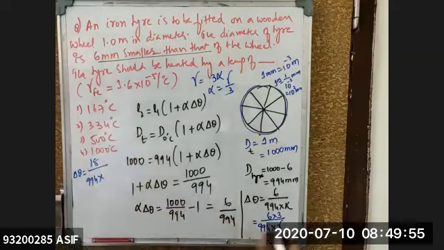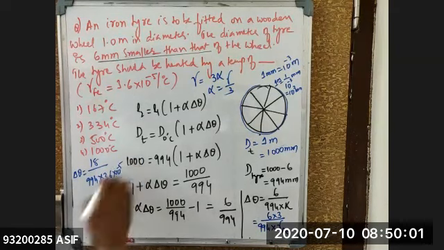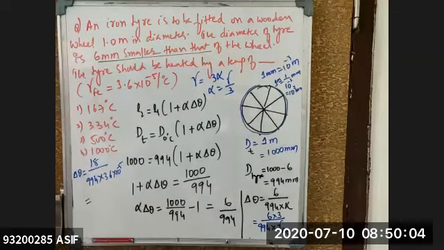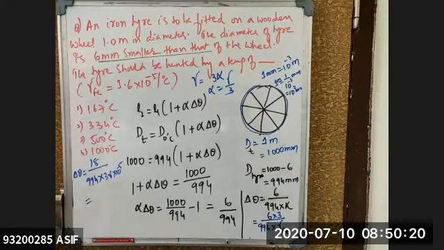Gamma value of iron is given, how much? This is gamma of your iron, that is 3.6 into 10 to the power of minus 5. See this calculation, how much I'm getting. 6 into 3 divided by 994 into 3.6 into 10 to the power of minus 5.